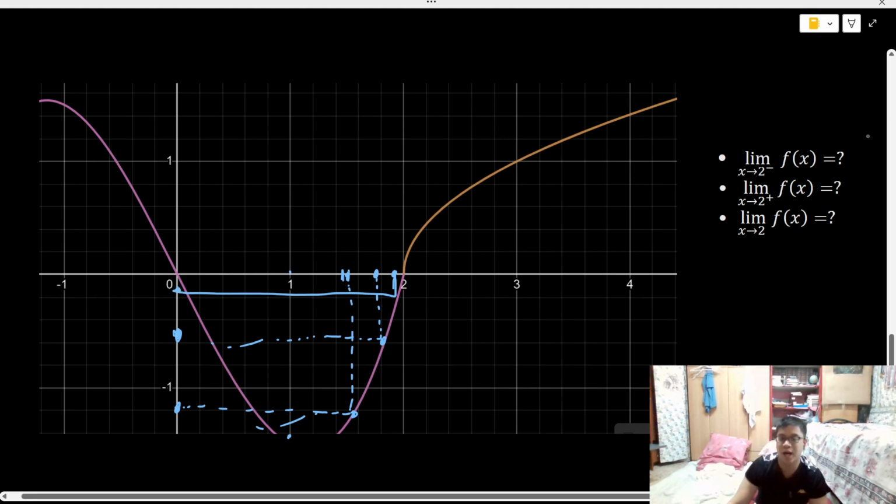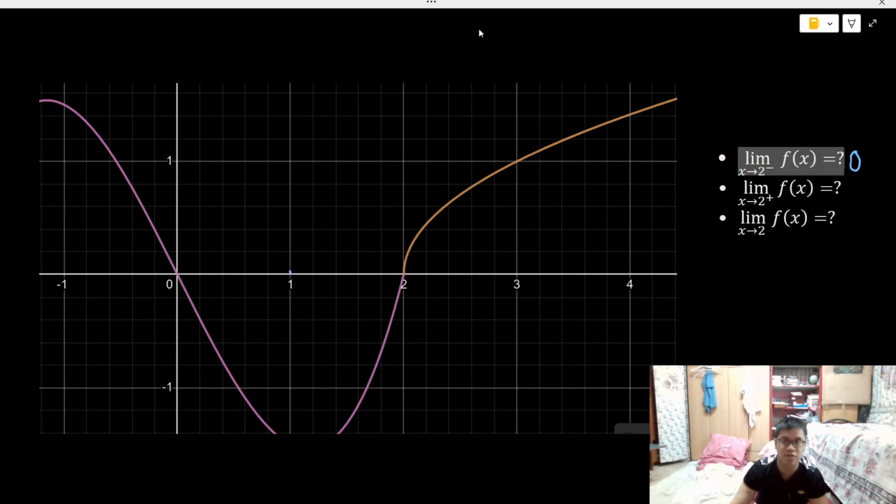So therefore, as x approaches 2 from the left, the function approaches 0. Alright, so we're good to go. Now, how about from the right? Okay, from the right, let's just start with 3.